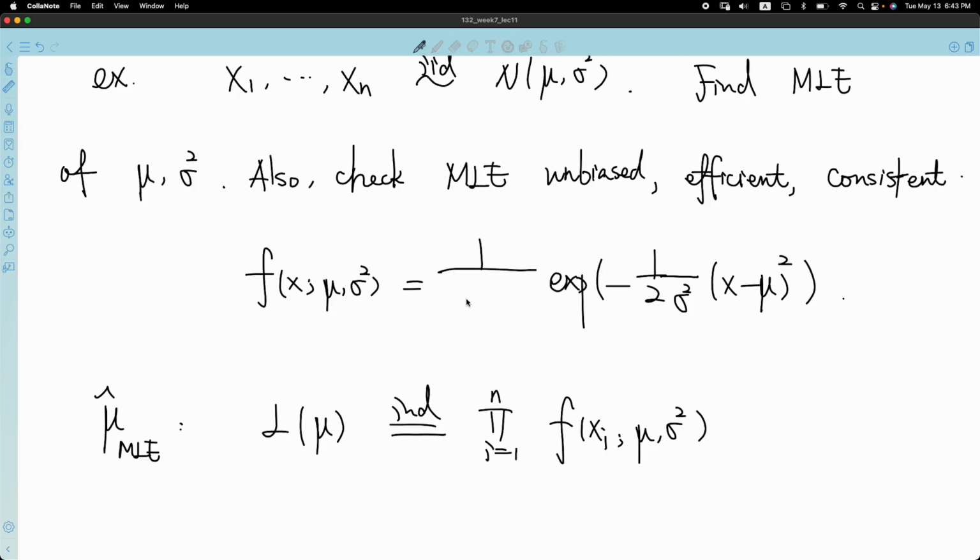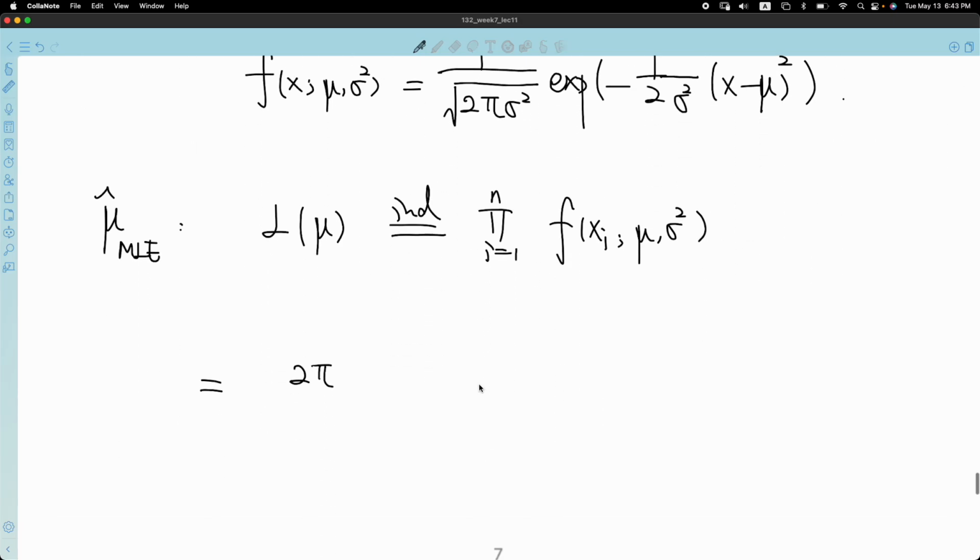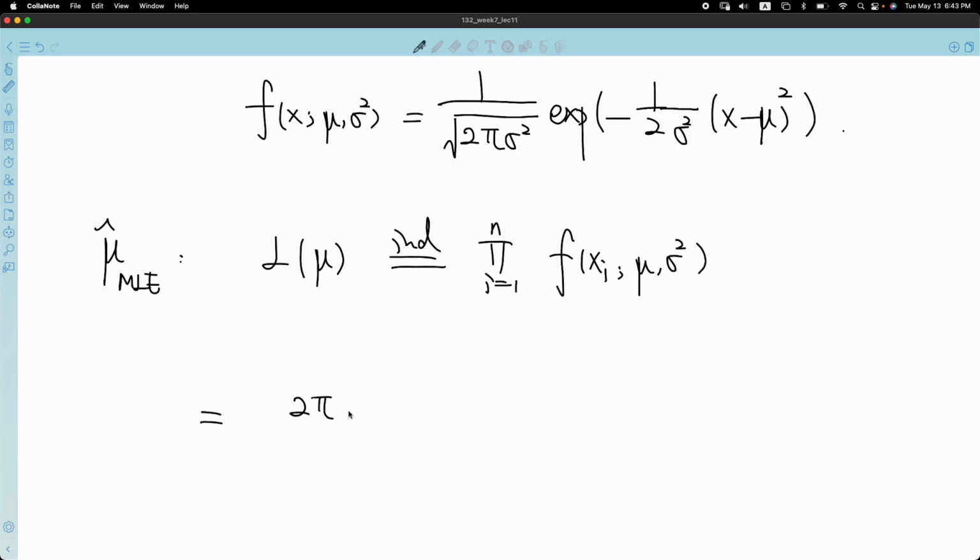This is not the standard normal case, so you have the 2 pi sigma square under the square root, okay? When it's the standard normal, the sigma becomes 1, so that's why it disappears. But this is not a standard normal, so there's a mu and sigma square. When sigma square equals 1, when it's standard normal, this disappears. But don't forget there's a sigma square, okay? So you have 2 pi sigma square raised to the power of negative n over 2, okay? The n is coming from the product.